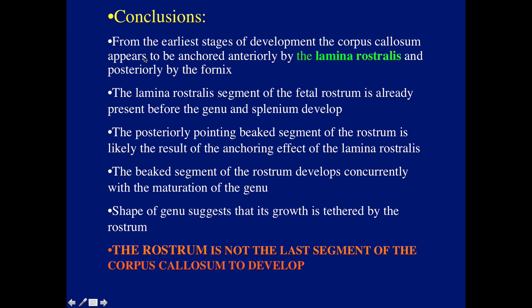So in conclusion, from the earliest stages of development, the corpus callosum appears to be anchored anteriorly by the lamina australis and posteriorly by the fornix. The lamina australis segment of the fetal rostrum is already present before the genu and the splenium develop. The posterior pointed beak segment of the rostrum is likely the result of the anchoring effect of the lamina australis. And the beak segment of the rostrum developed concurrently with the maturation of the genu. The shape of the genu suggests that its growth is tethered by the rostrum. So the rostrum is not the last segment of the corpus callosum to develop. Definitely not.